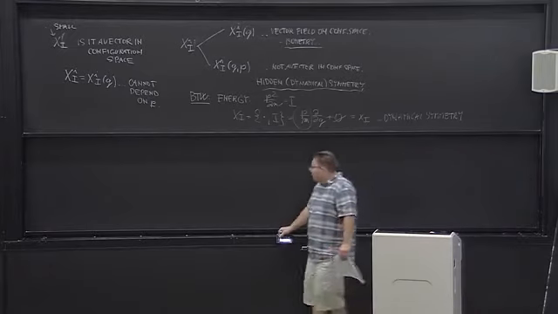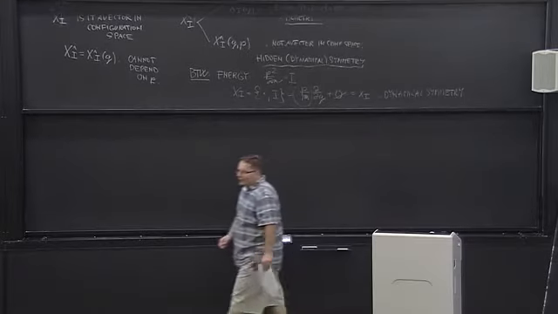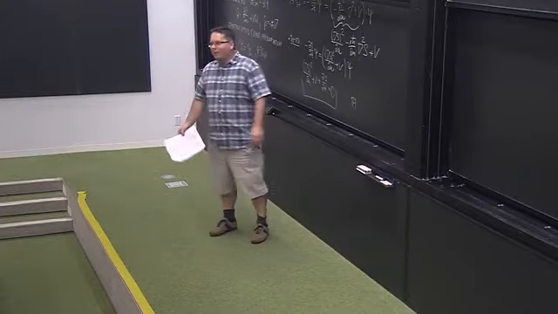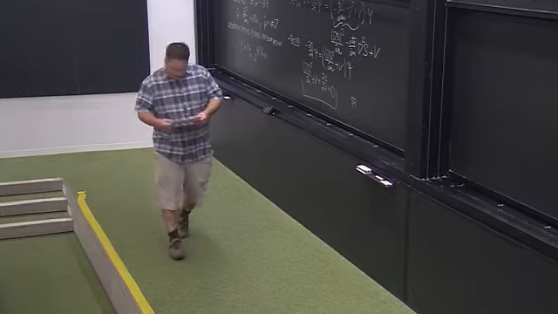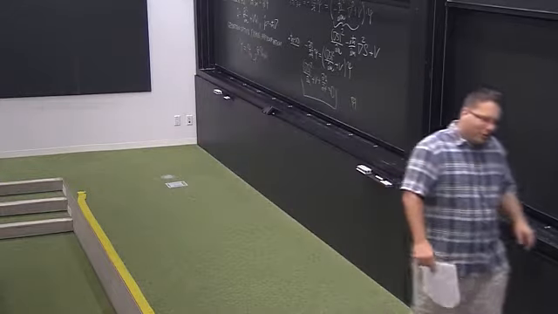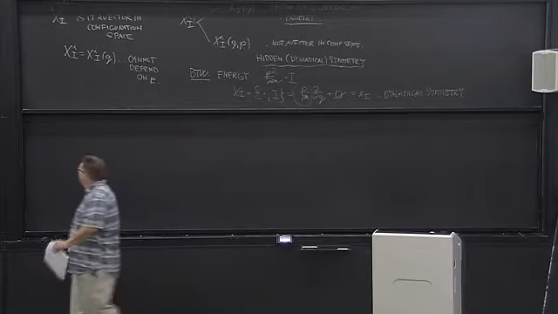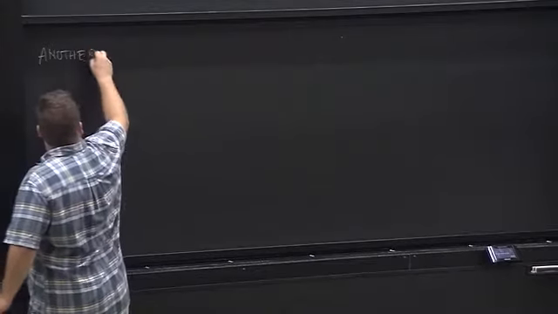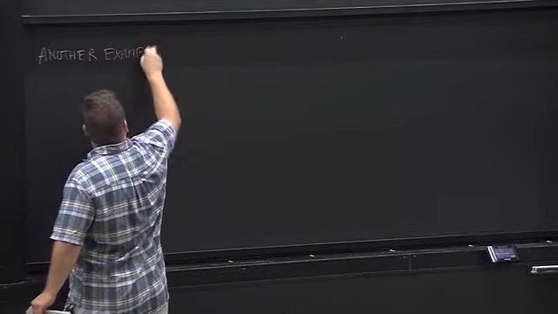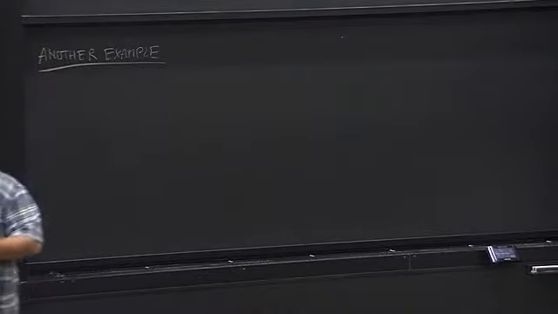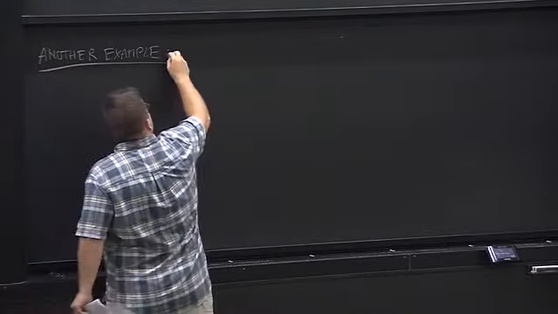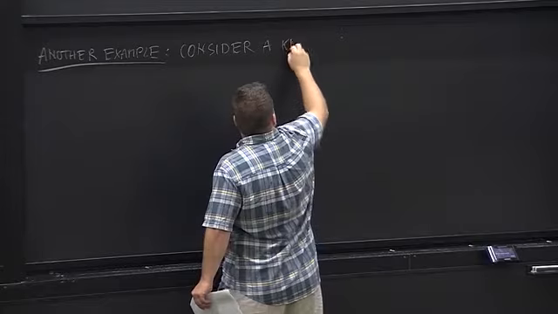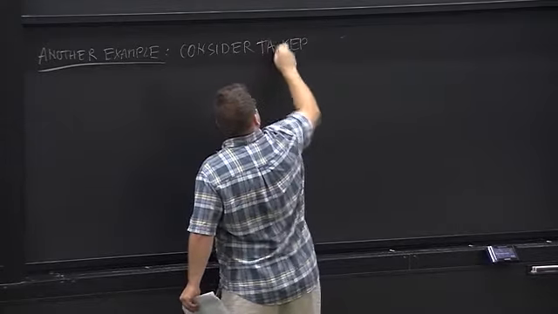All right. So that's a trivial example of dynamical symmetry. Typically, dynamical symmetries are much more involved. And let me give you a beautiful example of a dynamical symmetry which was known to people already in the 18th century. So consider another example of a dynamical symmetry. Consider the Kepler problem.